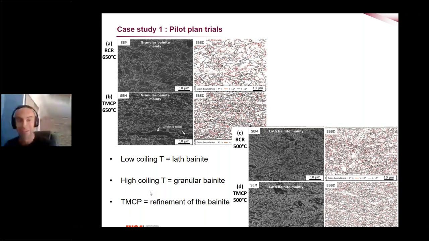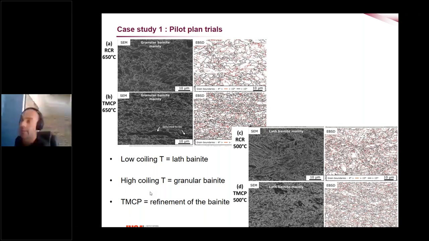If you remember, at the beginning we had to use a very high reheating temperature in order to dissolve all the precipitates. However, we got a very large grain size. So having this type of route, for which a finishing stage is at the same time below and above the recrystallization temperature, permits refining the bainite even if the austenite grain size is large at the beginning. So that was the best process.